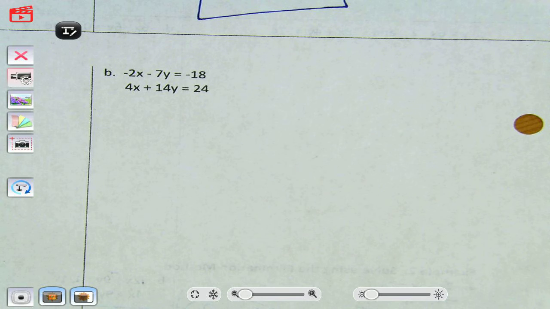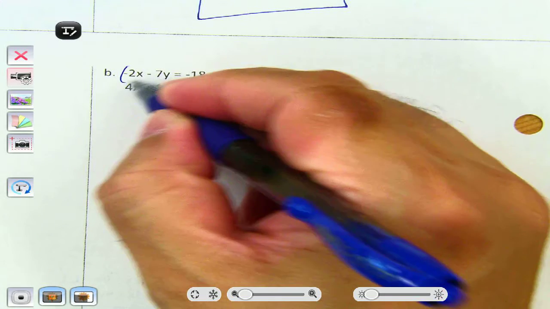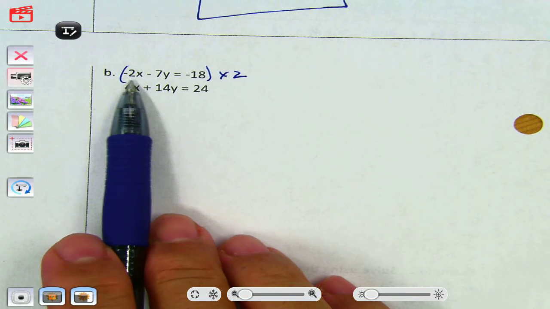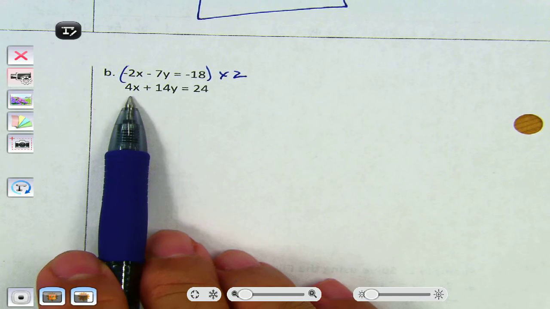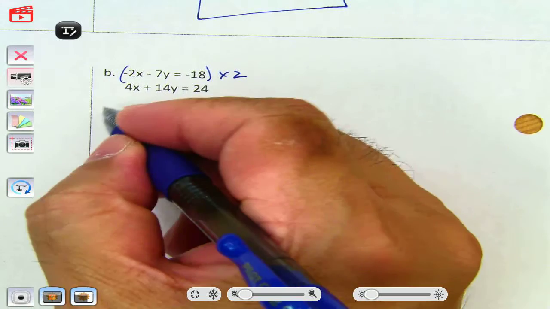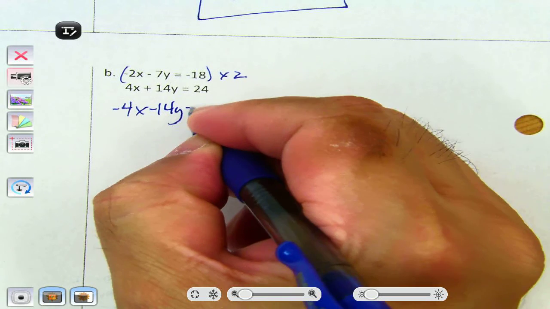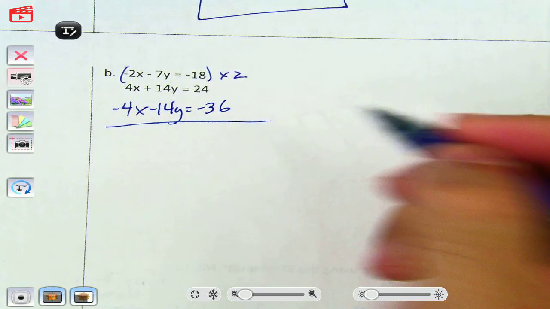All right. Pick a variable to get rid of. Let's go with x. What do I need to multiply one equation by to get rid of it? 2. We can multiply the first equation by 2, right? If I multiply by 2, I get a negative 4. Negative 4 and positive 4 cancel each other. So let's do that. Negative 4x minus 14y equals negative 36.